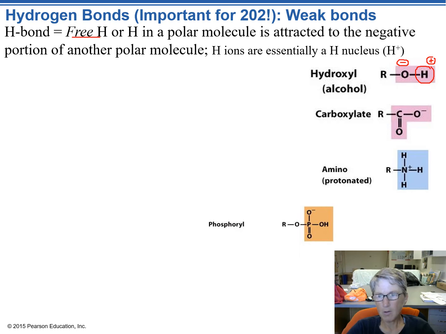So the partially positive hydrogen in a polar molecule is attracted to the negative portion of another polar molecule. So this would be another polar molecule, because remember, if you have an oxygen or a nitrogen, those are really strongly electronegative, and they'll form covalent bonds, but they'll kind of hog the electrons, so that makes that a polar molecule. Hydrogen bonds are really important for your future in taking classes anyway.